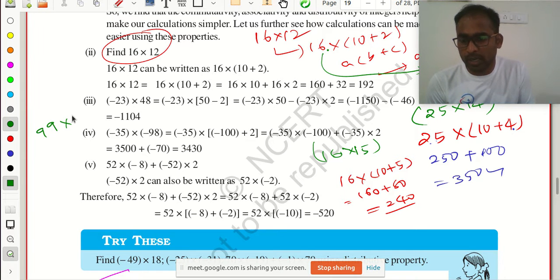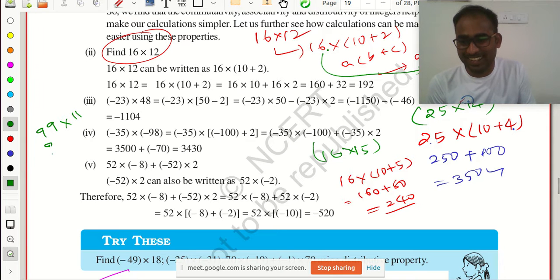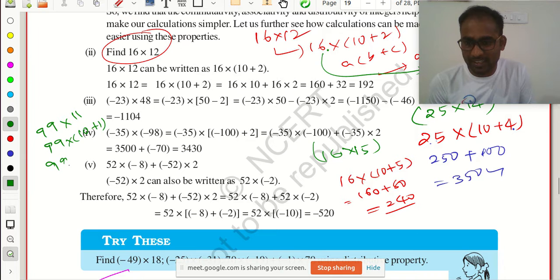Now I will ask Kirtana. 99 into 11. 99 into 10 plus 1. Yes. So see here, I can write it as 990 plus 99. This is one way.